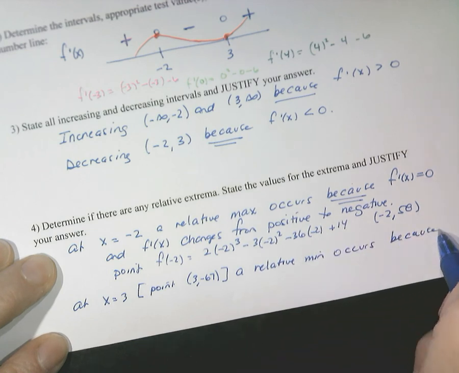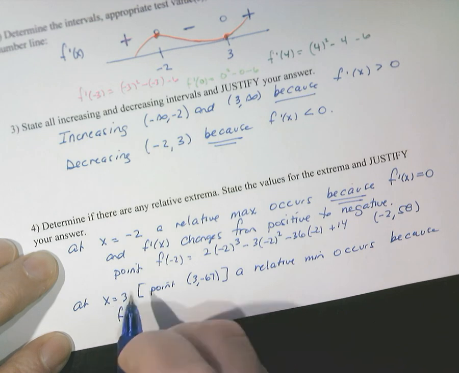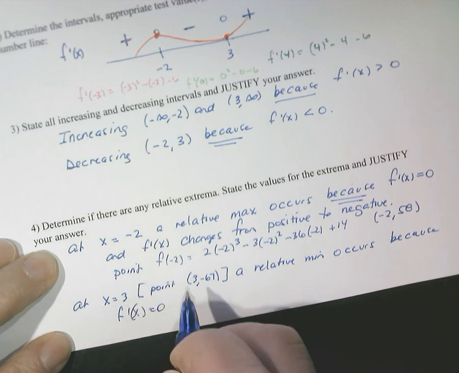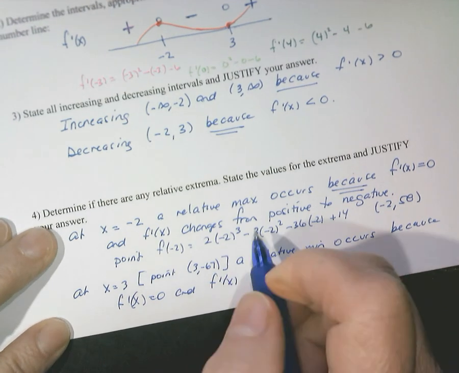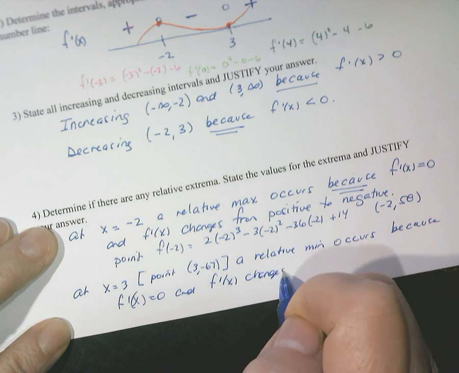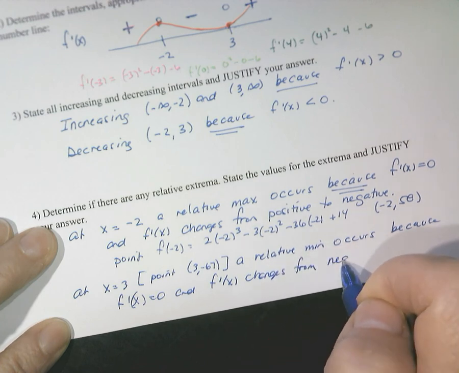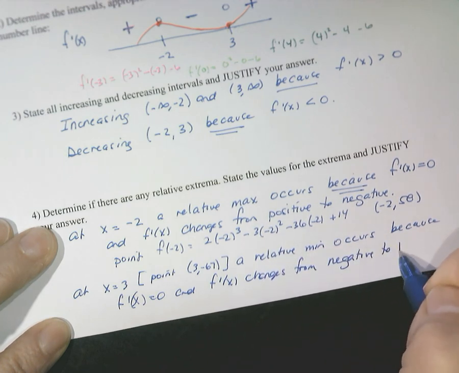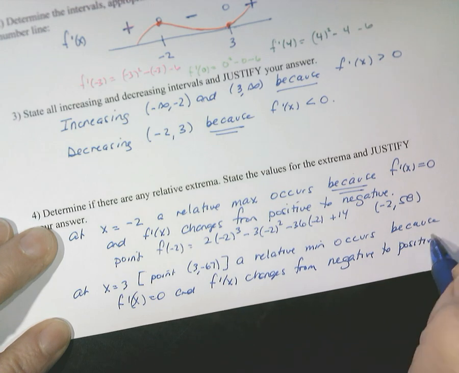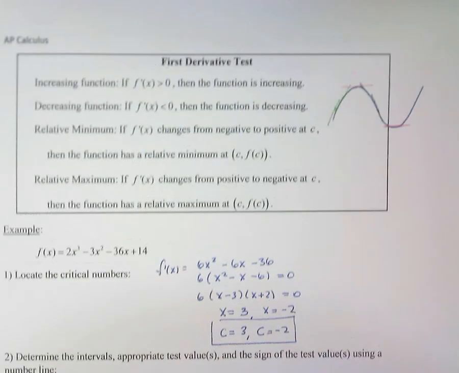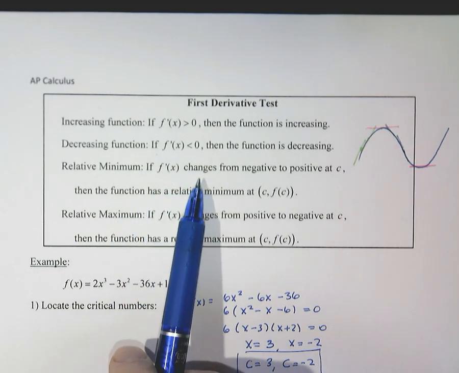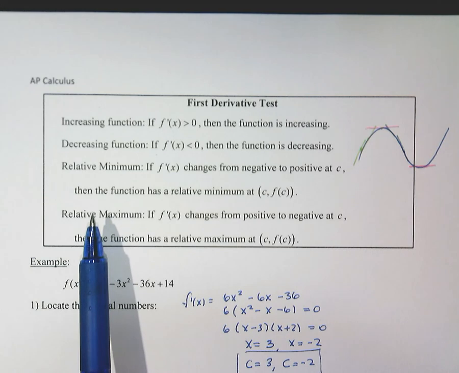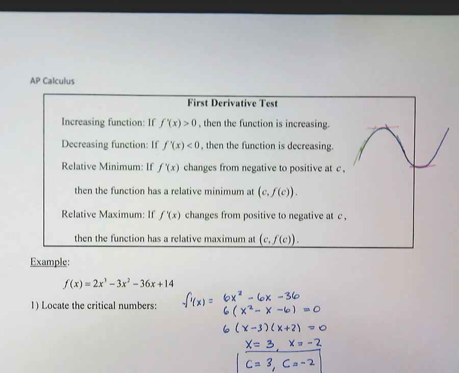because f prime of x equals 0 and f prime of x changes from negative to positive. And that's what we were stating up here. A relative minimum occurs if f prime of x changes from negative to positive. And if it changes from negative to positive, it has to be 0 in between.